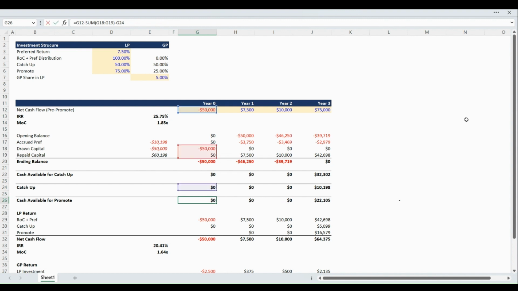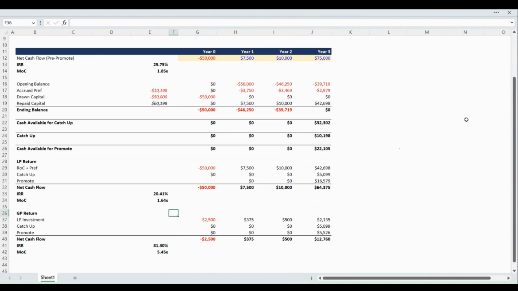The cash available for promote tier is equal to the net pre-promote cash flow, less the return of capital, less the preferred return, less the catch-up cash flow tier. The promote tier calculates the cash available to be distributed as promote payments, which is allocated in the below limited partner and general partner return schedules.